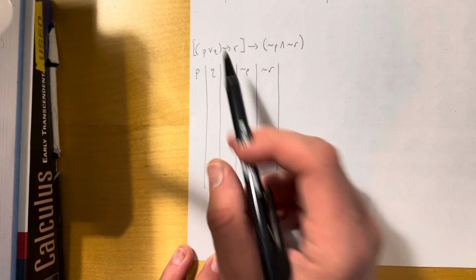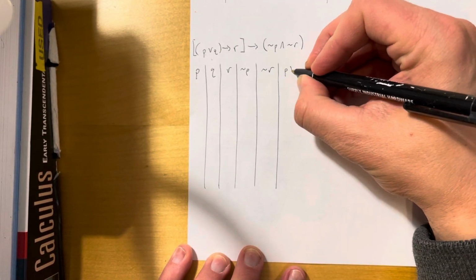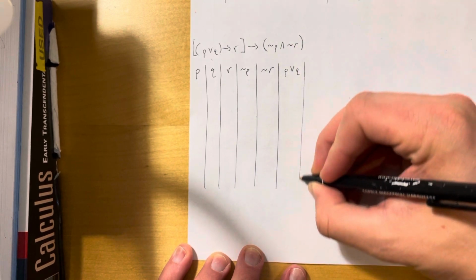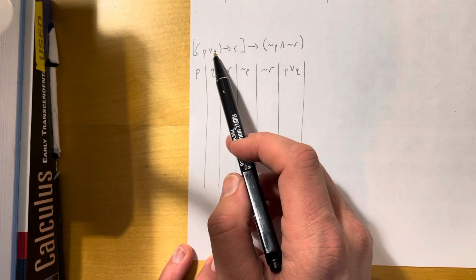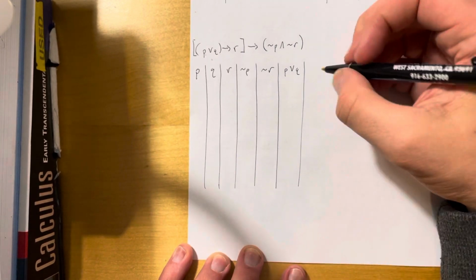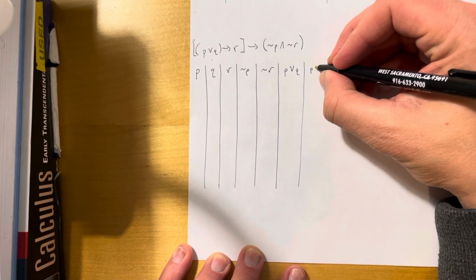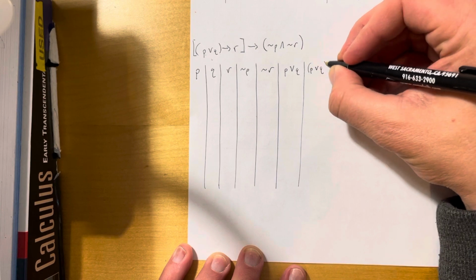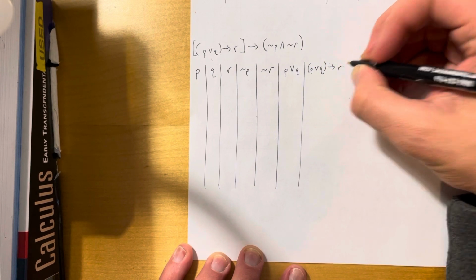We have a P or Q appearing right there, and that disjunction is the antecedent in this conditional. P or Q implies R, so I'm then going to construct that. P or Q implies R.